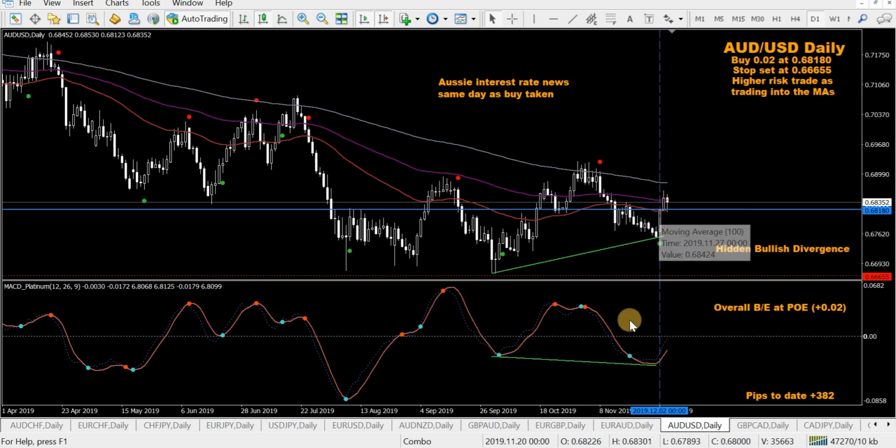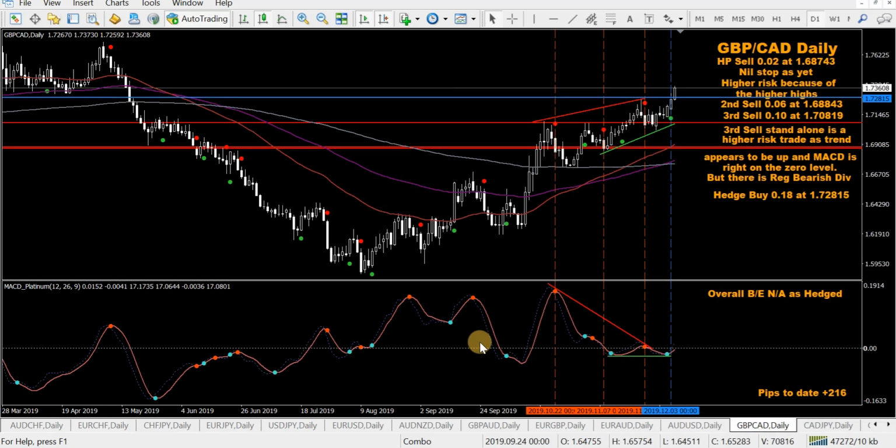So we're in profit at the moment. Just pound CAD, another one that was causing me grief. I took a bit of a risk, closed out my buys, and tried to work three sells. It dropped down a little bit, then it bounced up.